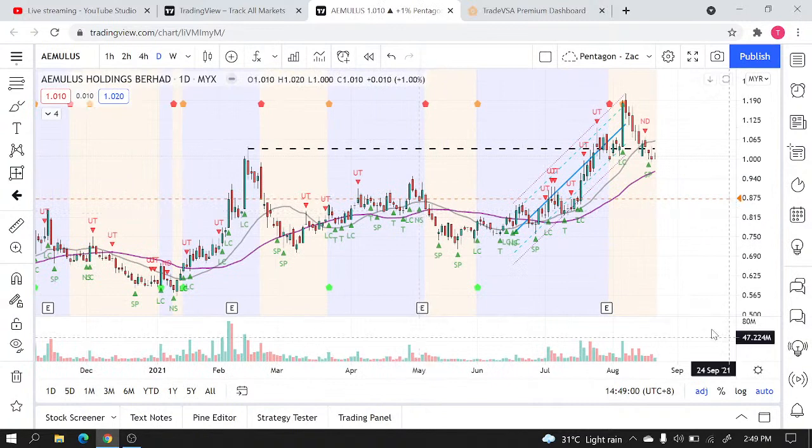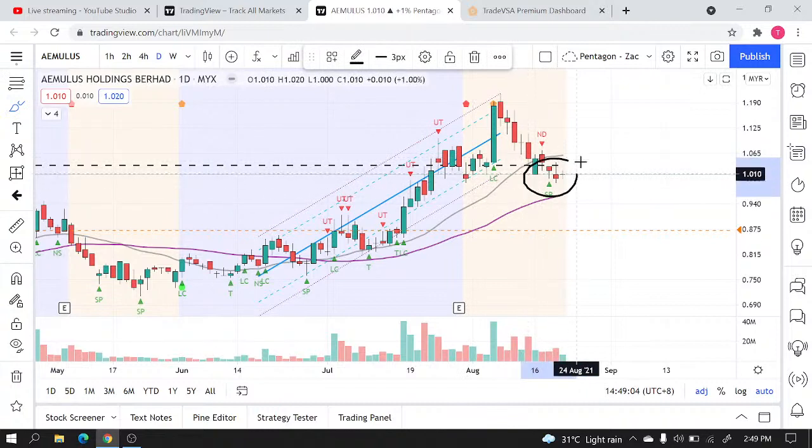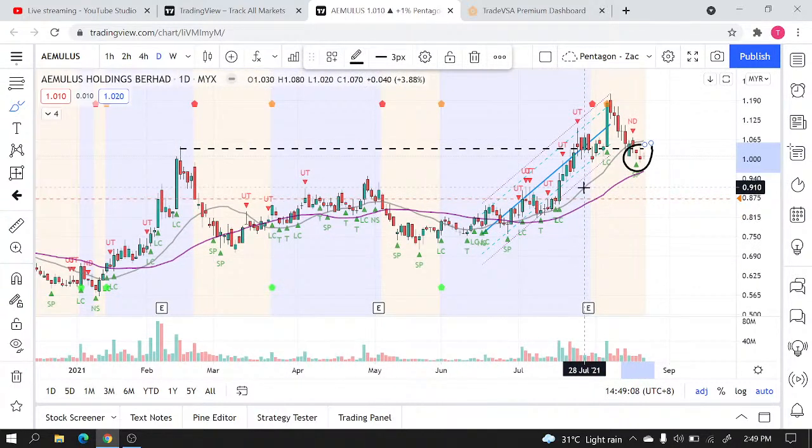Okay, so Emulus. This LC failed to hold. I think they'll probably go back to the 40 MA to do a little bit of testing, before going to reverse again. But at the top here, I don't see any major weakness, just that maybe the tech is not doing that well right now.